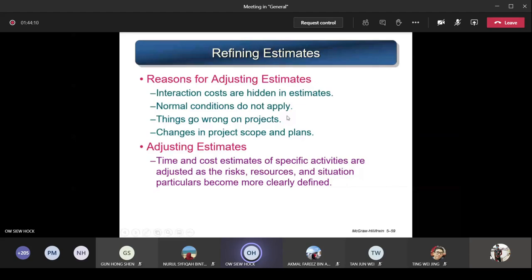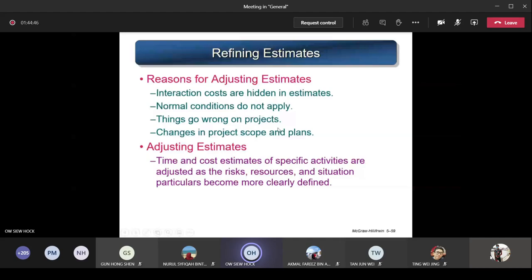And then normal conditions do not apply. Just now the guideline says that you apply normal conditions. Don't assume something is going to happen to that task or to the staff doing the task. You assume everything is normal, but actually normal things never carry out as normal. There will be something urgent, something unexpected that is going to happen as you go along your project. But you assume that first, okay? So that's why later when something happens, you have to readjust the estimate that you made earlier. That's why I say sometimes it's no good to do very detailed estimates, because when something happens later, you have to redo the whole time estimation.